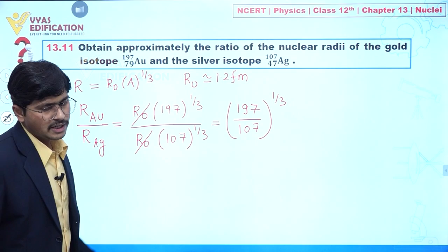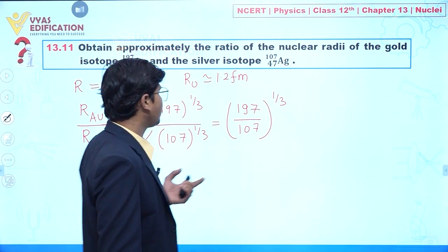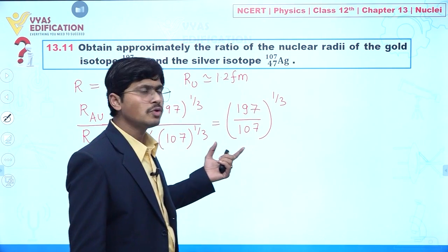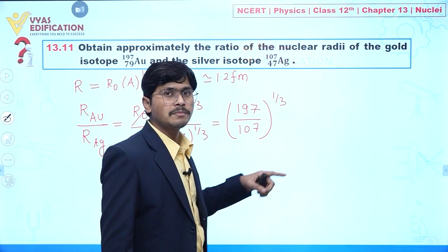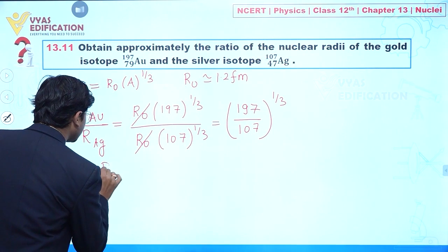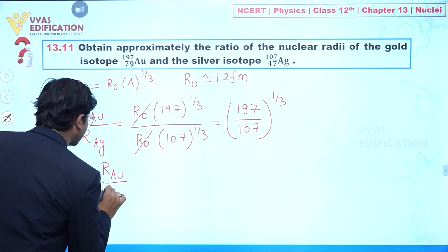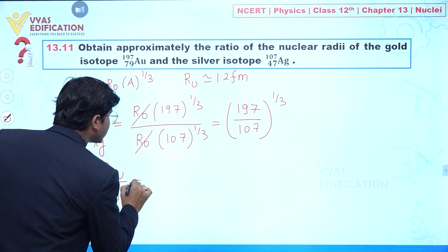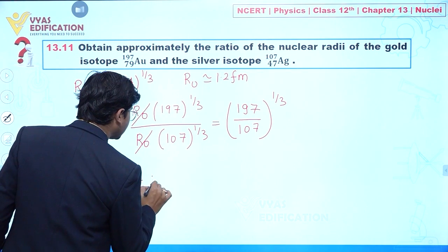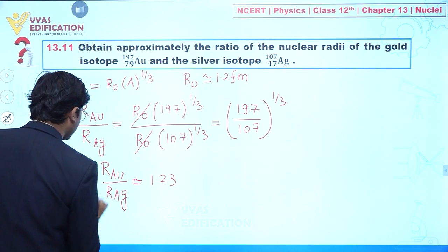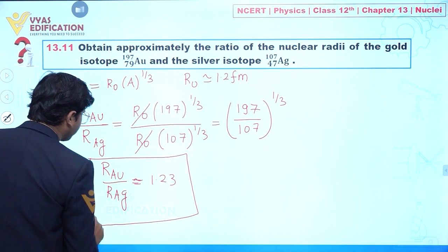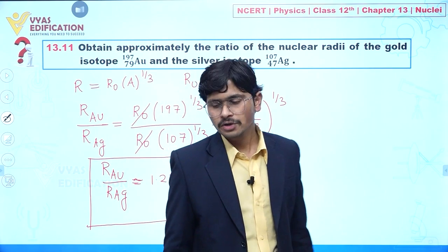Clear? So if you solve it, this is near about 2, and then we take 2 to the power 1 by 3. So this ratio of radius you will get is near about 1.23. Clear? This ratio that I am getting is near about 1.23.